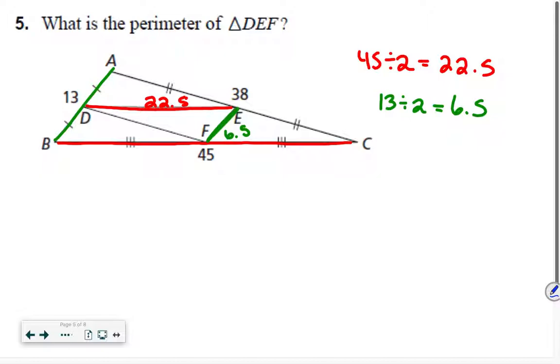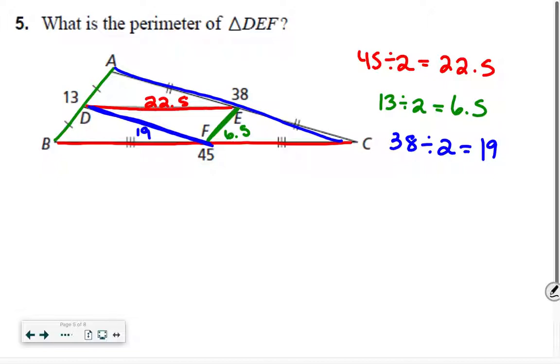And then finally, DF. Jacob, I know there's only one side left over, but I'm going to ask anyway, DF is parallel to what side of the original triangle? AC? So it's half as long as AC, and 38 cut in half, anybody? 19. Very good. Now, the final question says find the perimeter of the little triangle DEF.